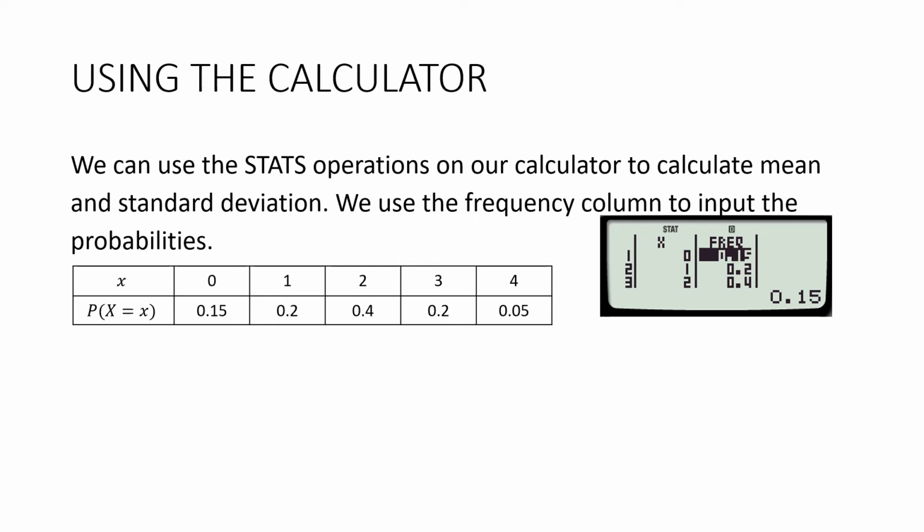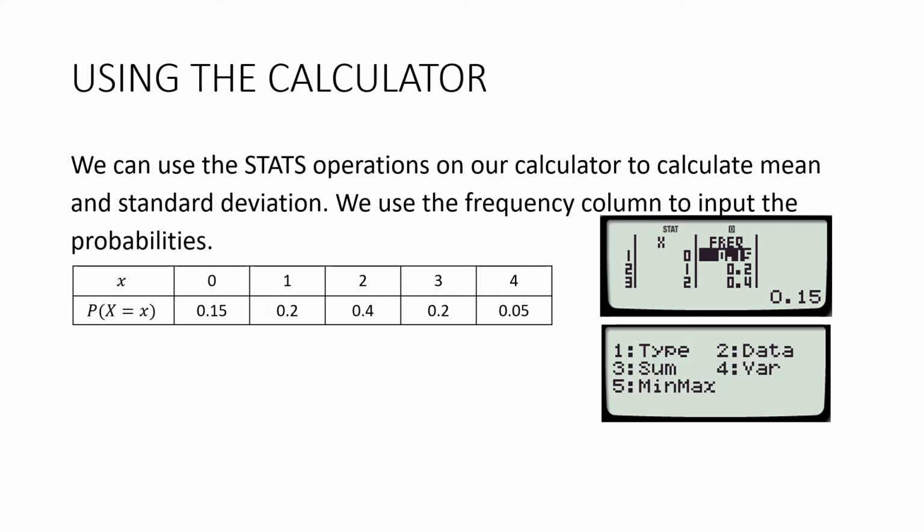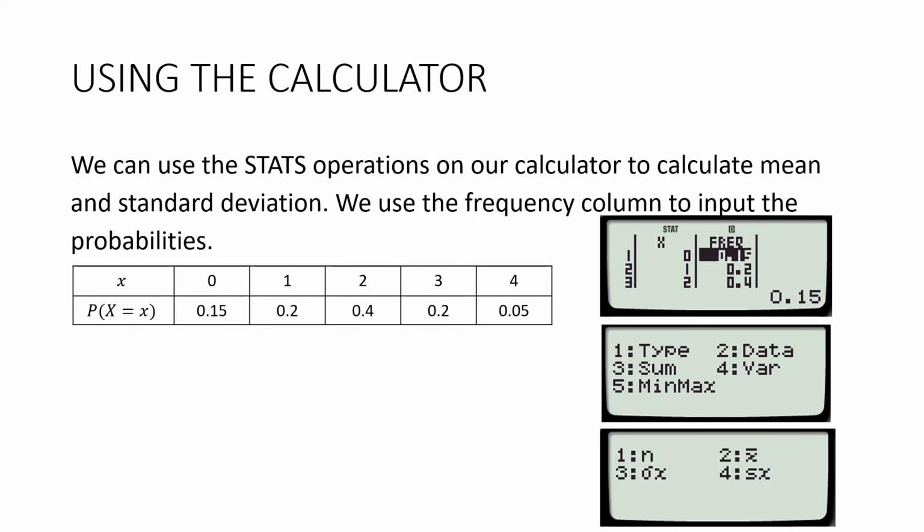Then you have to hit AC to get out of that, Shift 1 for stats, and we want 4, VAR. That stands for variance. So we go into there and we have got 2 is the mean, 3 is the standard deviation. Go into each of those in turn. The mean is 1.8 and the standard deviation is 1.077.